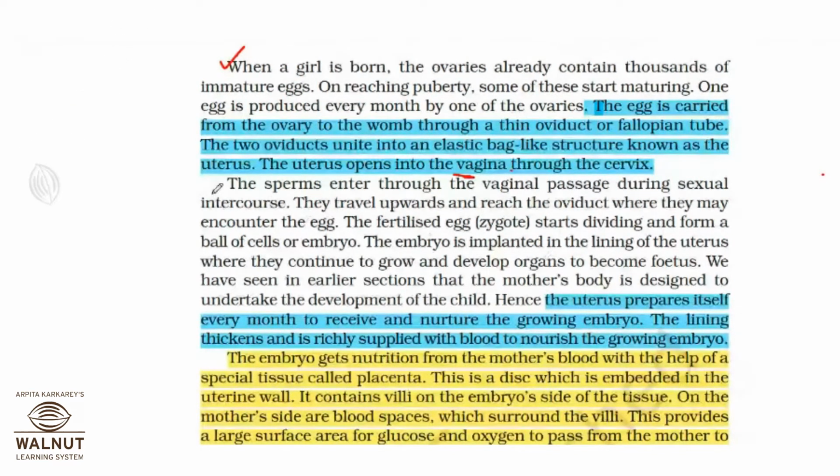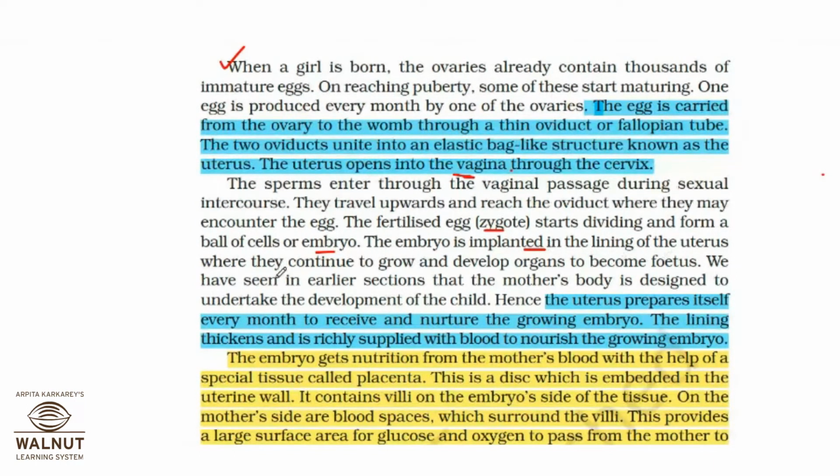Okay. Then here in this paragraph, you will see the sperms enter through the vaginal passage during sexual intercourse. So the fertilized egg, that is zygote, starts dividing. Of course, the multiplication of cells will take place. The cells will divide and embryo will be formed. Yes, the embryo is formed and it is implanted in the lining of the uterus.